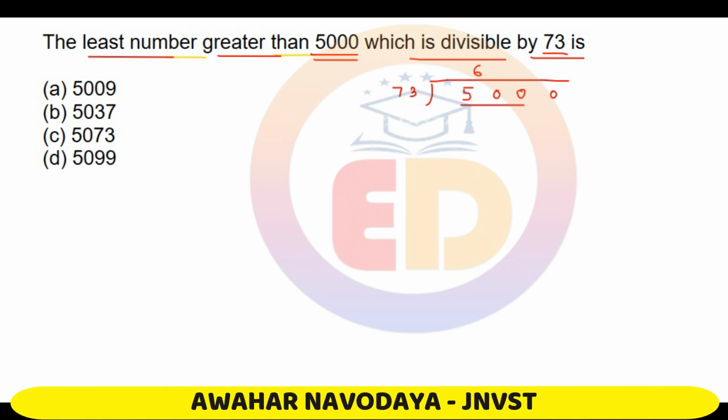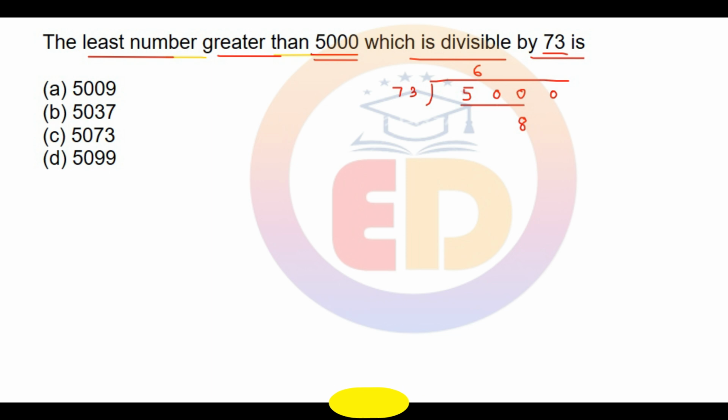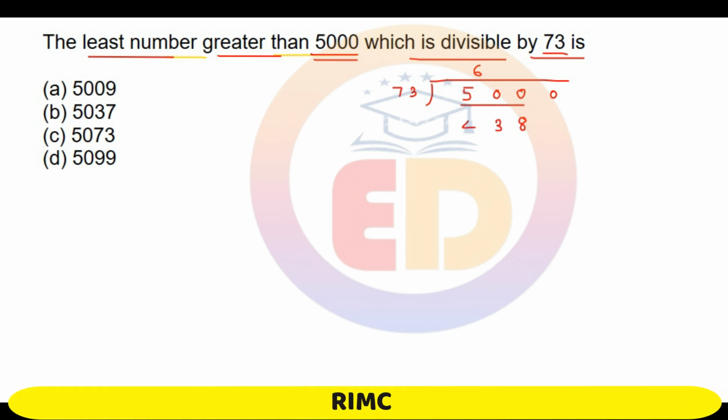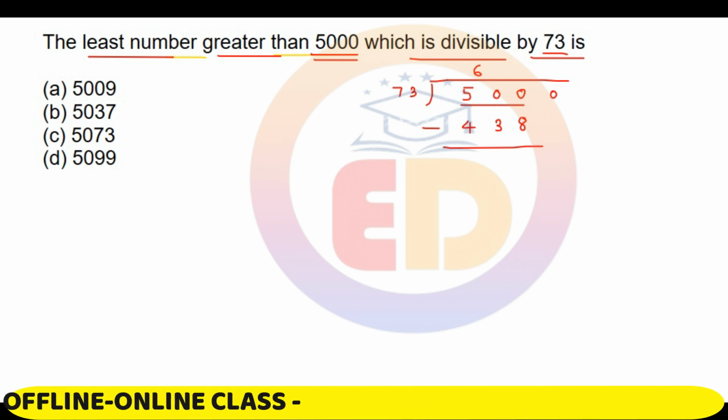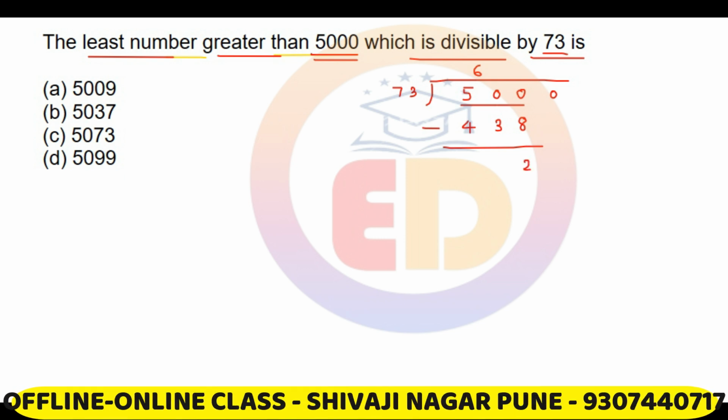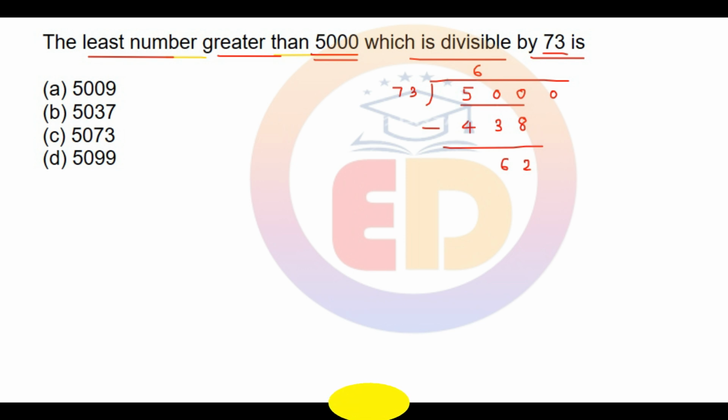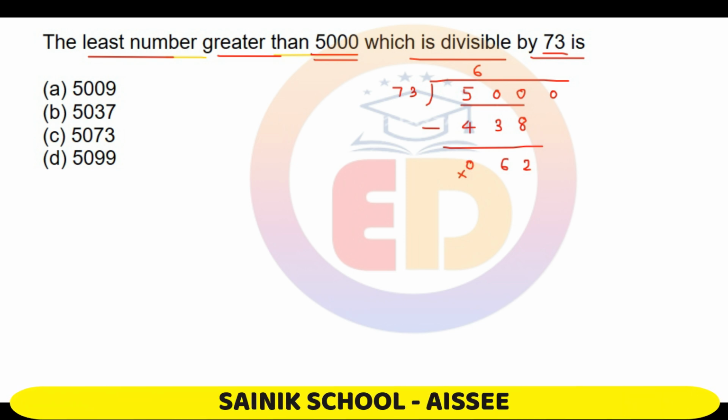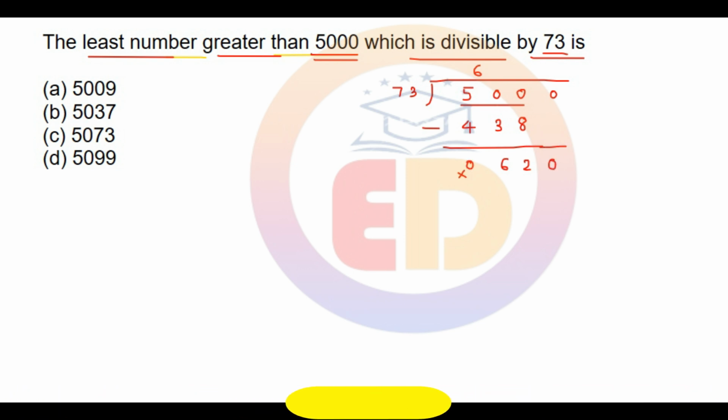73 6 times is 438. Let us subtract. This is 2. 9 minus 3, this is 6. 4 minus 4, this is 0. I am not taking it. Let's take another 0 down.